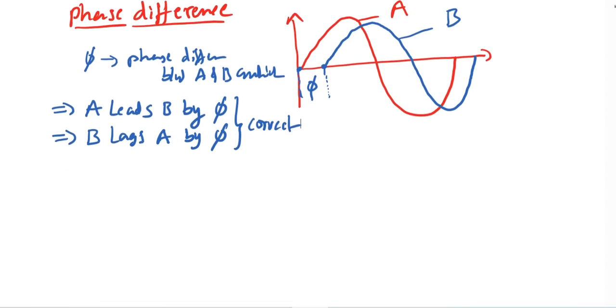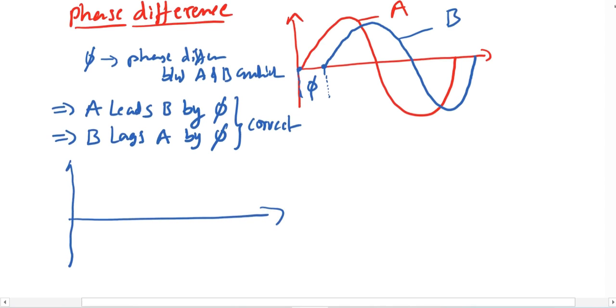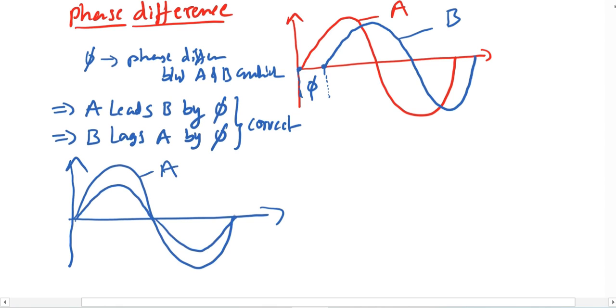I will take one more example here. This is the A waveform, and again this is my B waveform. Here the amplitude may be different for both waveforms, but the phase difference is 0, isn't it? There is no phase difference. So I can write that A and B are in phase.